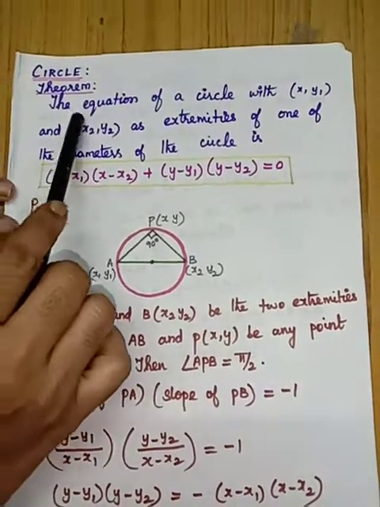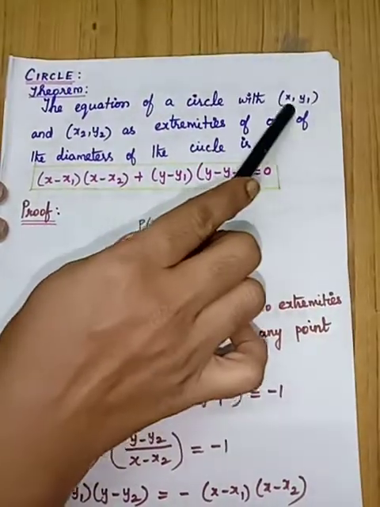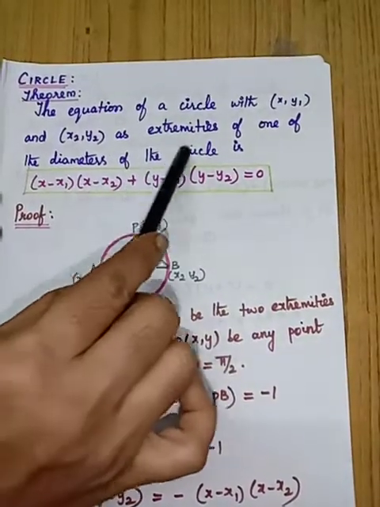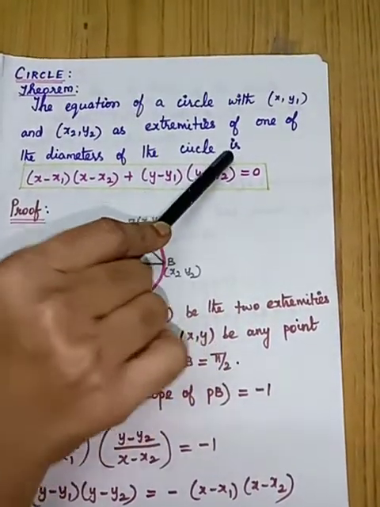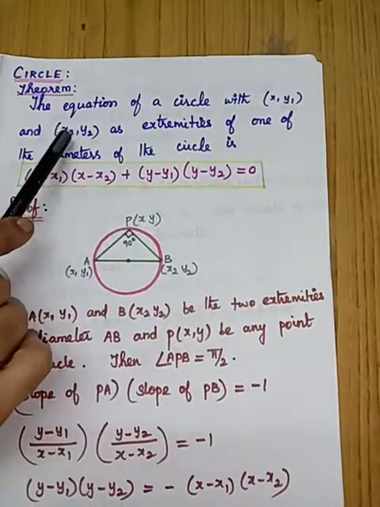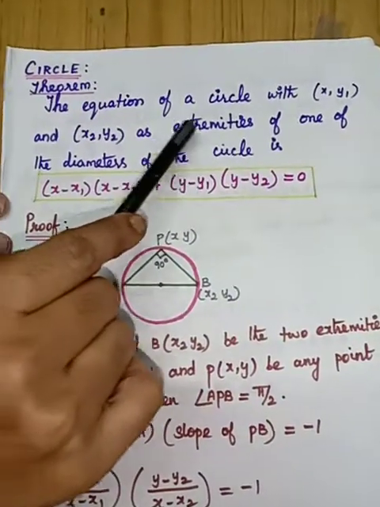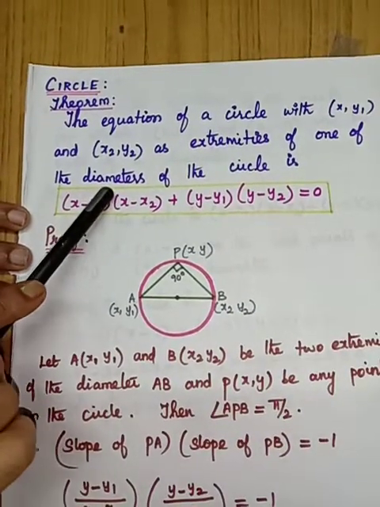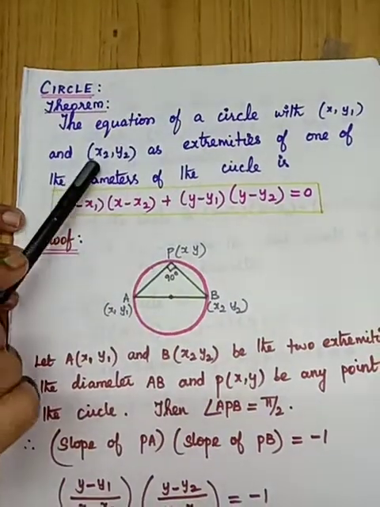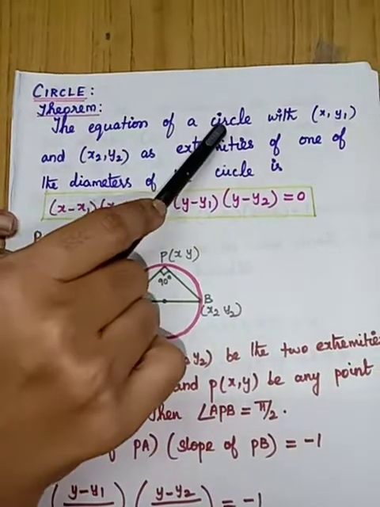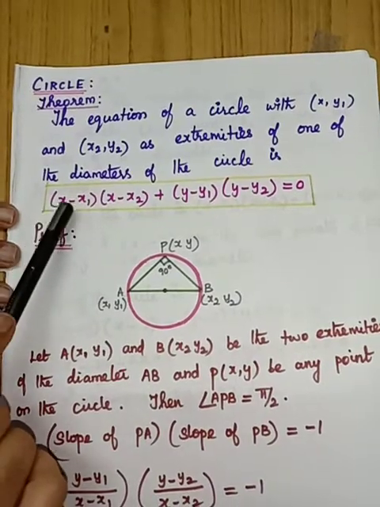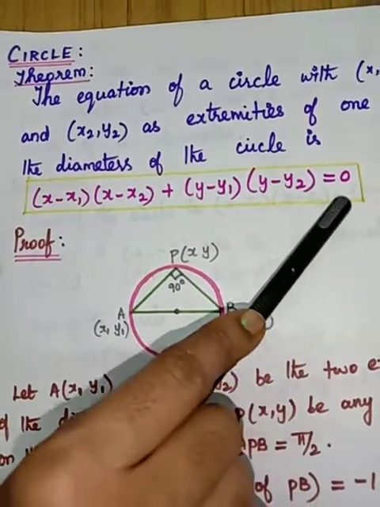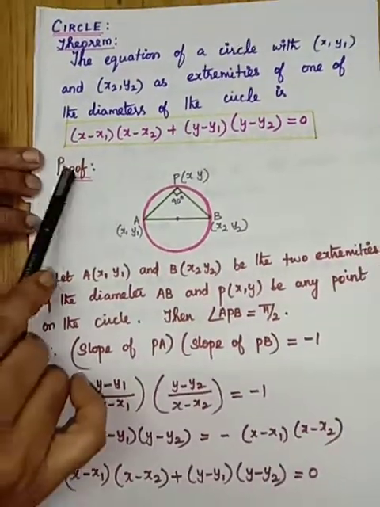You see that the equation of the circle with (x1, y1) and (x2, y2) as extremities of one of the diameters of the circle is... Extremities means end points of one of the diameters. These two points are given. How to write the equation of the circle? The formula is (x - x1)(x - x2) + (y - y1)(y - y2) = 0. Well, first we'll see the proof of it.